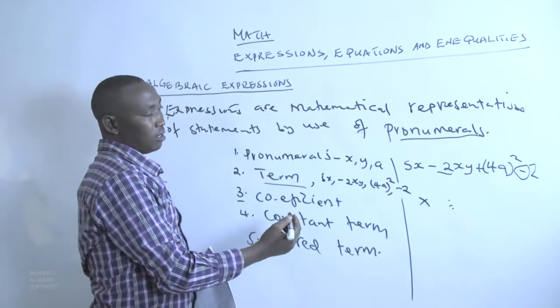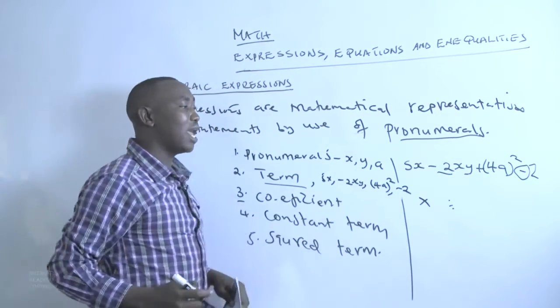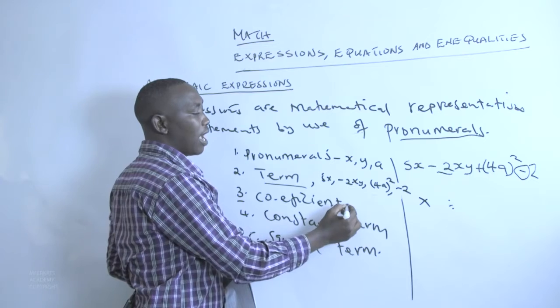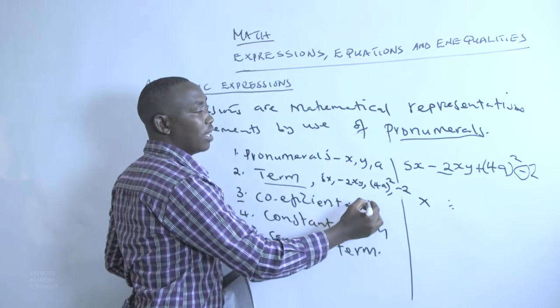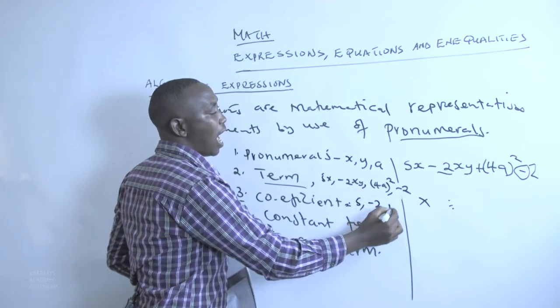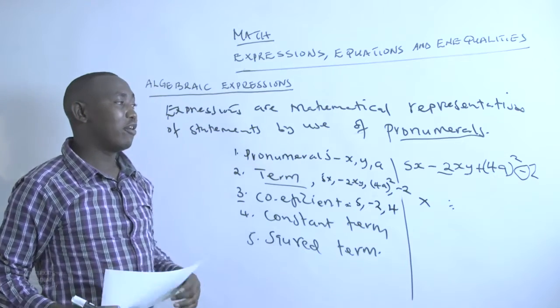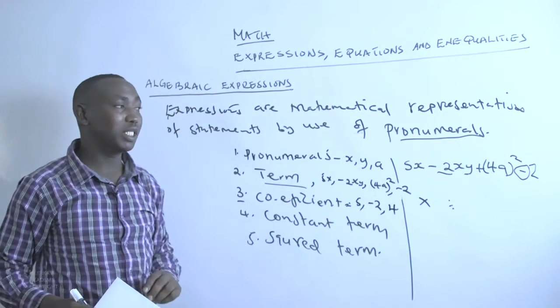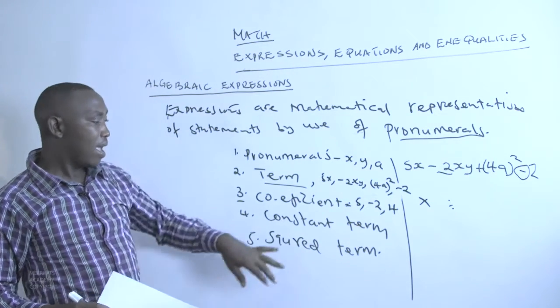So the coefficients in this particular expression are 5, -2, and 4. There are 3 coefficients in that particular expression.